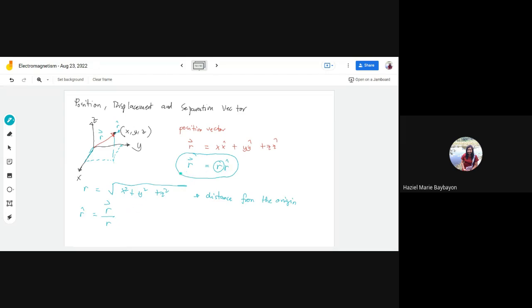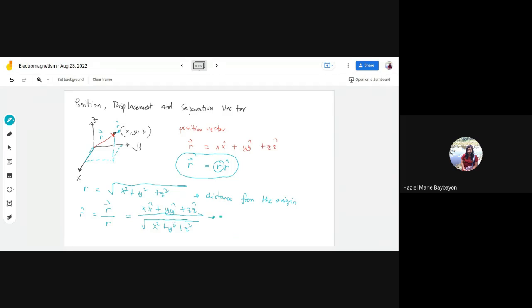R hat is equal to the ratio of the position vector and its magnitude. So the magnitude of vector r is the square root of x squared plus y squared plus z squared. And the vector r is equal to x x-hat plus y y-hat plus z z-hat. Okay? So this is your vector r, the ratio of the position vector and its magnitude. So it has this form.